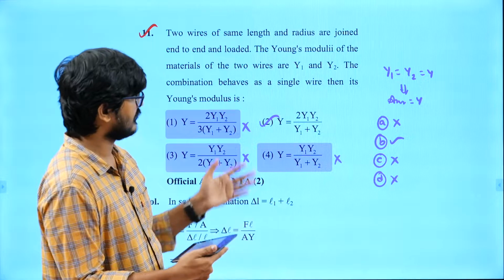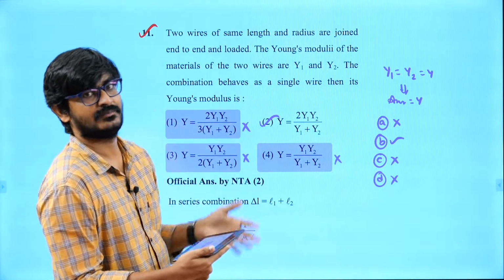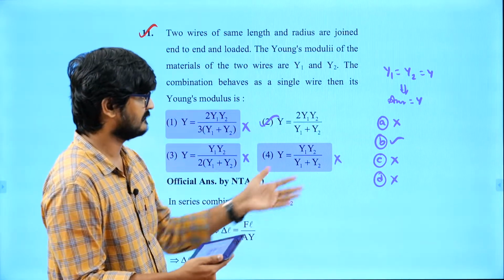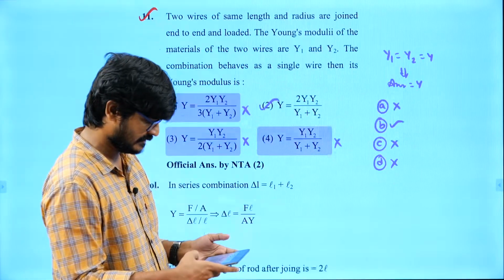Next one, I checked what will happen when y1 equal to y2 equal to y. It's like a single material, so the final Young's modulus also has to be the same. So I can eliminate 3 options by that logic.